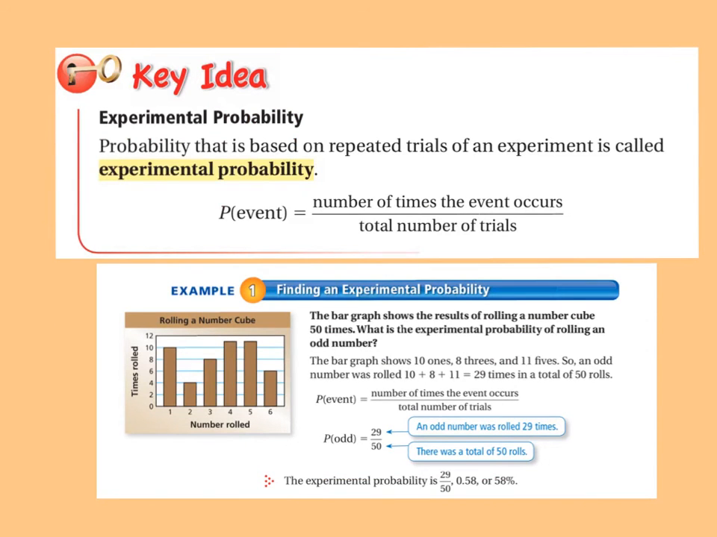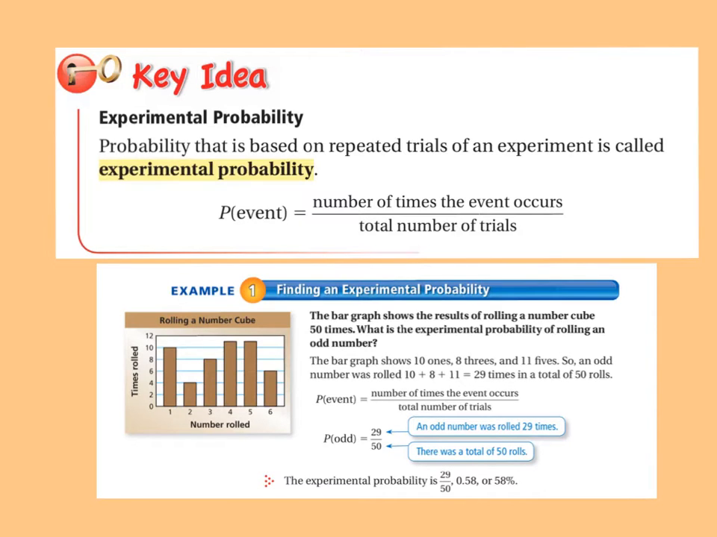One of the key ideas that you need to know for this lesson is the idea of experimental probability. Probability that is based on repeated trials of an experiment is called experimental probability. So this means you are actually doing something and reporting the probability of your experiment. We represent probability with a capital P and then the event, and then we take the number of times the event occurs over the total number of trials.